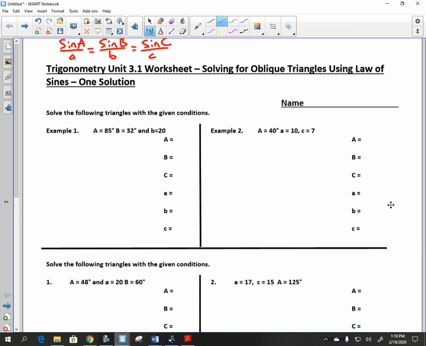And here we go. I'm going to draw my triangle. I'm going to call it A, B, and C. What do I label for angle A? 85 degrees. What do I get to label for B? 32 degrees. What else can I label? Side B is 20.